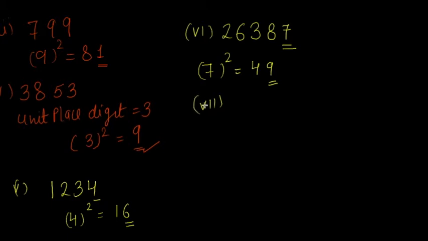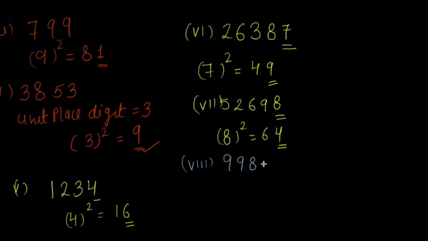Moving to the next part, which is the seventh part, 52,698. Again, the unit place digit is 8 and its square is 64. Therefore, the unit place digit in the square of 52,698 will be 4. Now, the eighth part, 99,880. The unit place digit here is 0, and the square of 0 is 0. Therefore, the square of the given number will have 0 at its unit place.